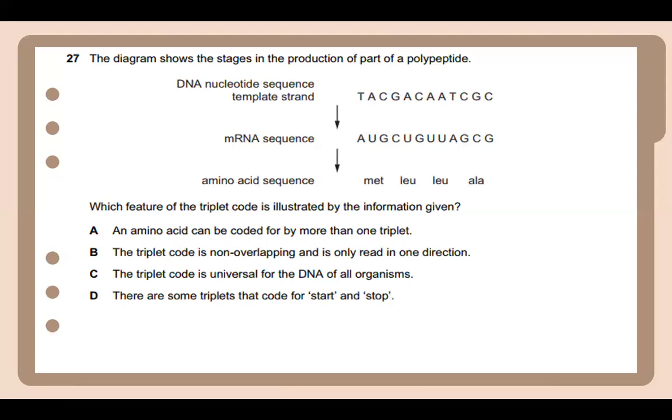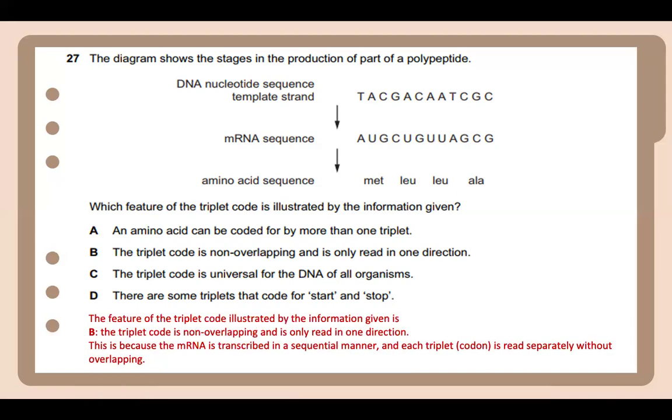The diagram shows the stages in the production of part of a polypeptide, from the DNA nucleotide sequence template strand to the mRNA sequence and amino acid sequence. Which features of the triplet code are illustrated by the information given? The triplet code is non-overlapping and is only read in one direction. This is because the mRNA is transcribed in a sequential manner and each triplet codon is read separately without overlapping.